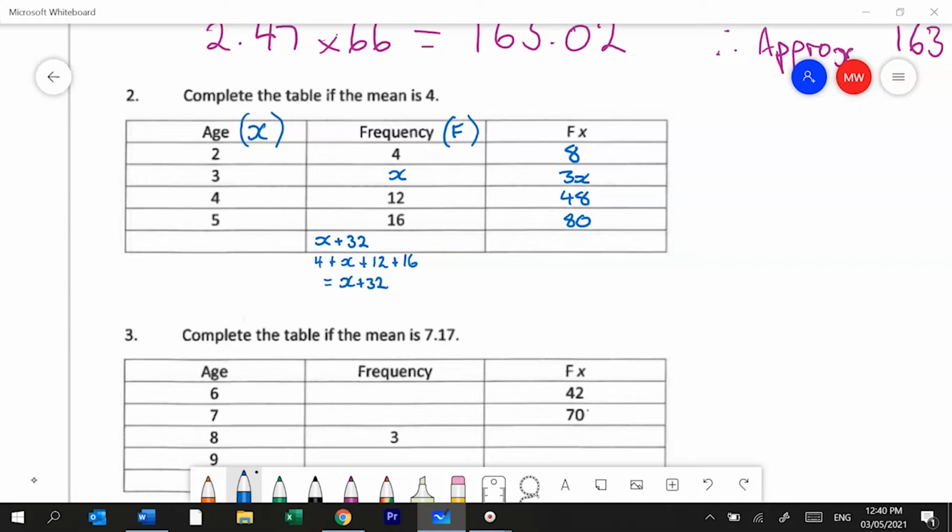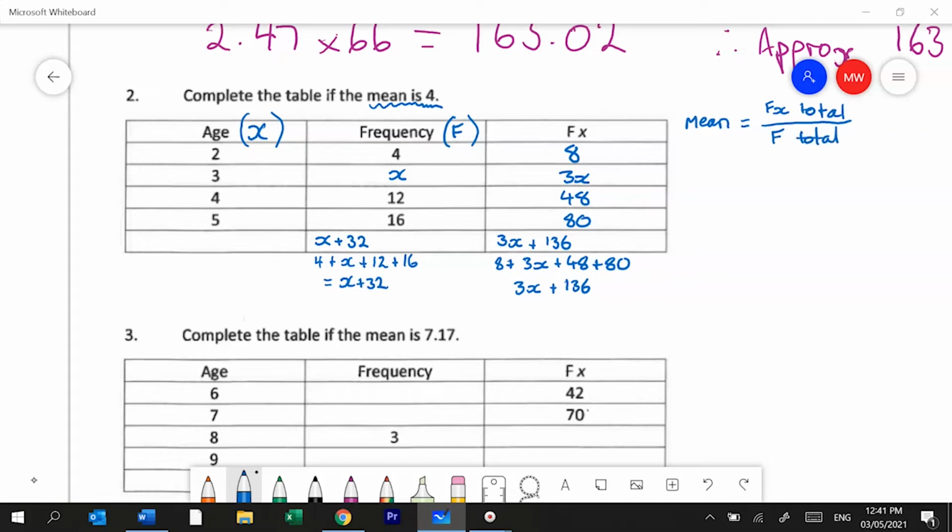And then over on this side, I've got 8 plus 3X plus 48 plus 80. It's going to give me 3X plus 136, which is what I'm going to write in here. And so now I've filled the table out, and all I really need to do is work out what X is. And there's a bit of a hint for me up here. They've given me the mean or the average, and I know that the mean is going to be the FX total divided by the frequency total.